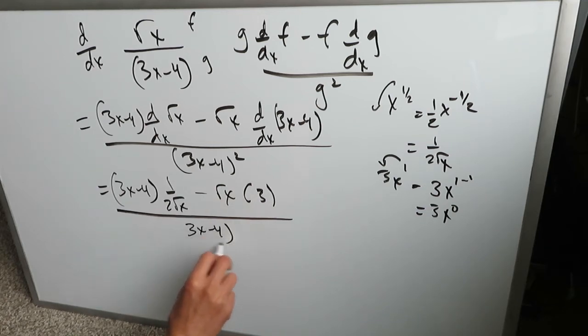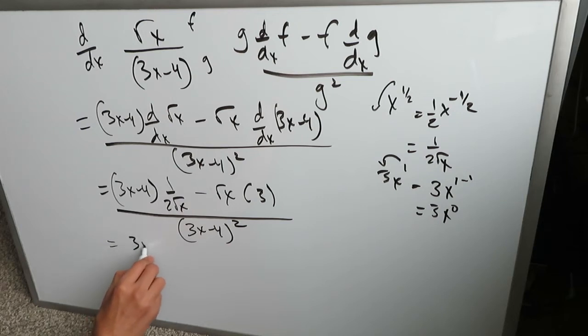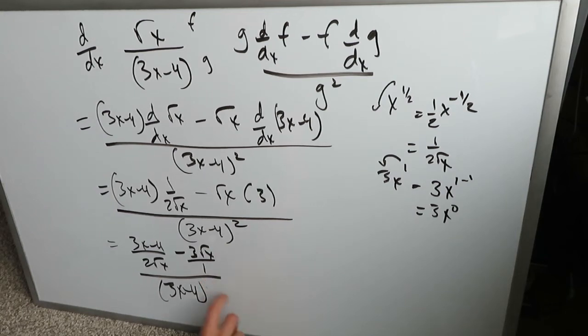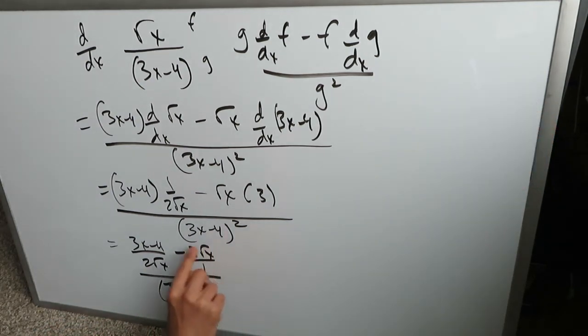3x minus 4 and then whole square. Now we have to open this up. Here you get 3x minus 4 over 2 root x minus 3 root x, over 3x minus 4 whole square. Now we cannot be too lazy all the time, because sometimes we still have to do some of the steps needed to present an answer in a more suitable format. We have to do that. So we have to now create some space. Look over here on this top numerator. We have a common denominator, which is 2 root x.